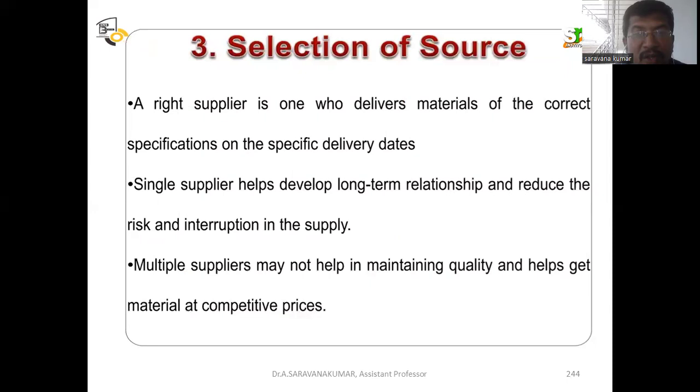Selection of source. The right supplier is one who delivers materials of the correct specifications on the specific delivery date. A single supplier helps develop a long-term relationship and reduces the risk and interruption in the supply. Multiple suppliers may not help in maintaining quality, because we have to focus on only one supplier. It will be the best. Multiple suppliers may not help in maintaining quality but help get material at competitive prices.